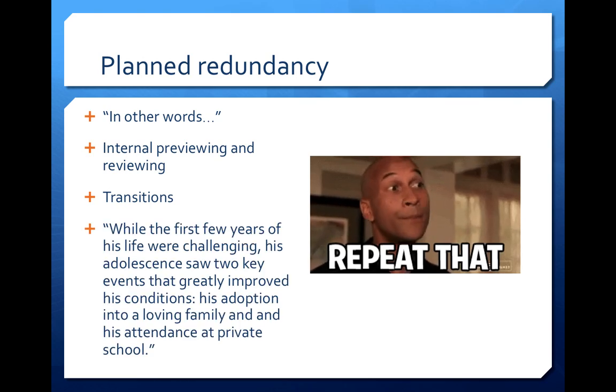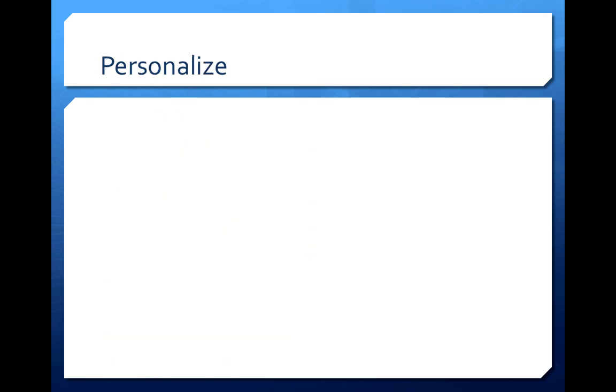"While the first few years of his life were challenging, his adolescence saw 2 key events that greatly improved his condition: his adoption into a loving family and his attendance at a private school." So this would be like moving from main point number 1, where I was talking about this person's first few years of life, to main point number 2, where I'm going to talk about his adolescence later in his childhood. So that's planned redundancy.